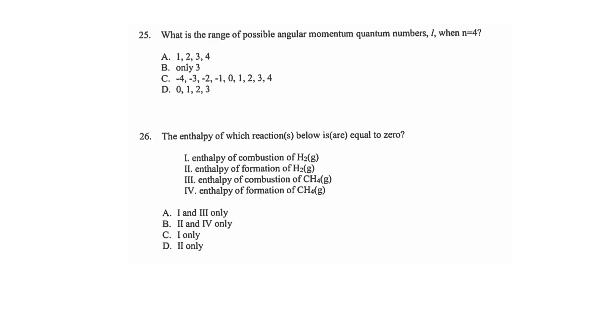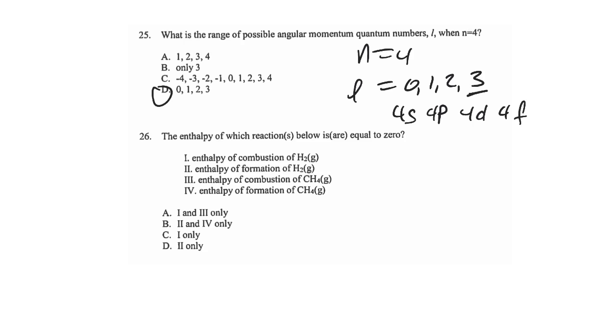So what is the range of possible angular momentum quantum numbers of L, so that's L, when n is equal to 4? When n is 4, the range of L's would be 0, 1, 2, and 3. So L can be 0, 1, 2, or 3. So it could be any of those, meaning we could have 4s, 4p, 4d, or 4f subshell.